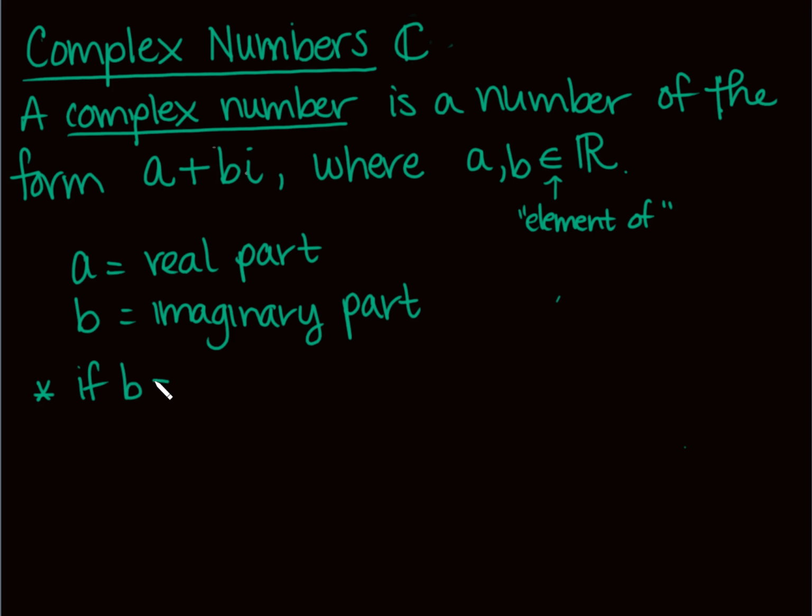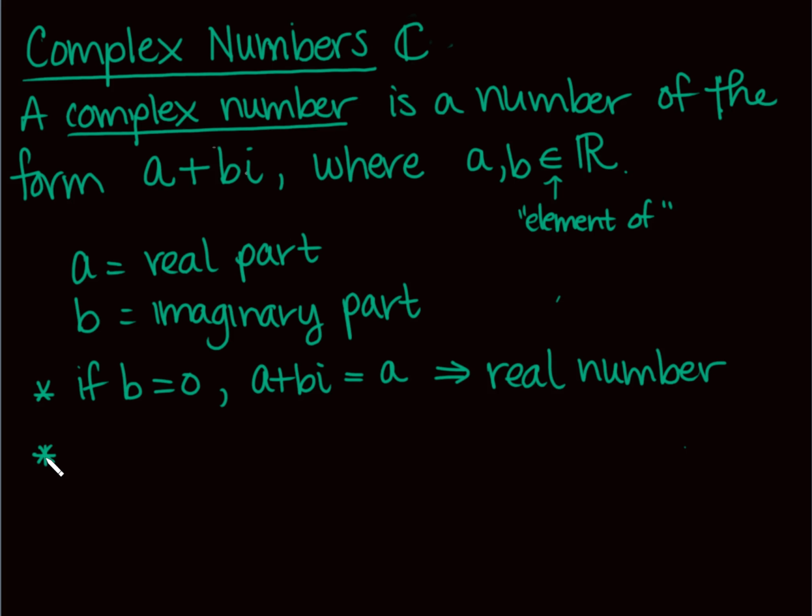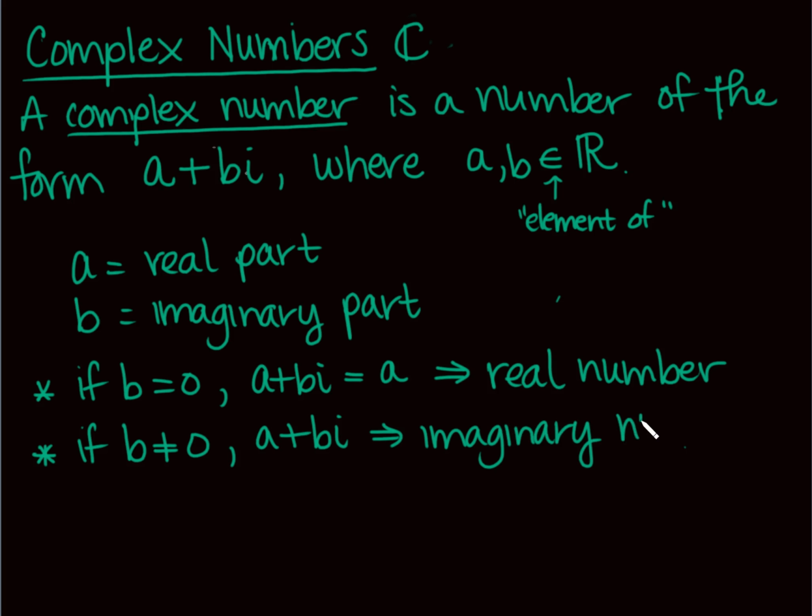If b is equal to 0, then a plus bi is going to equal a, and that means we have a real number. So do you see how all real numbers are complex numbers? If my imaginary part is 0, then we just say we have a real number. Another thing, if b is not equal to 0, then I have the a plus bi, and we say that that's an imaginary number because it does have an imaginary part to it.